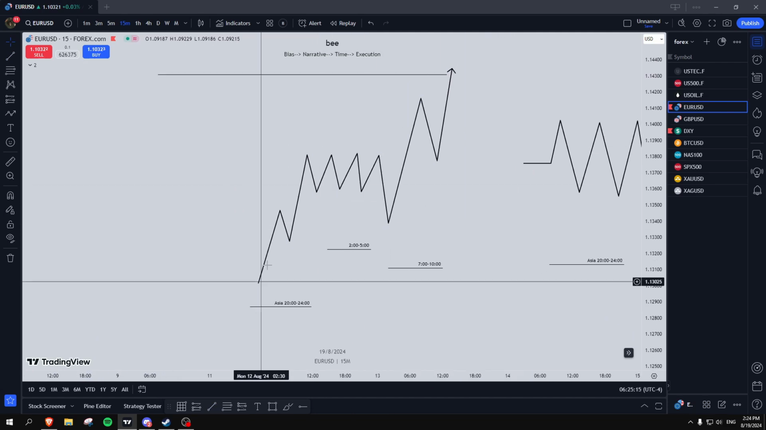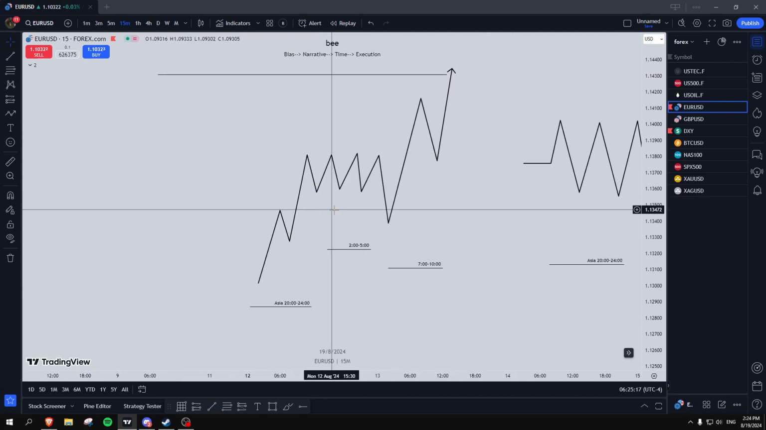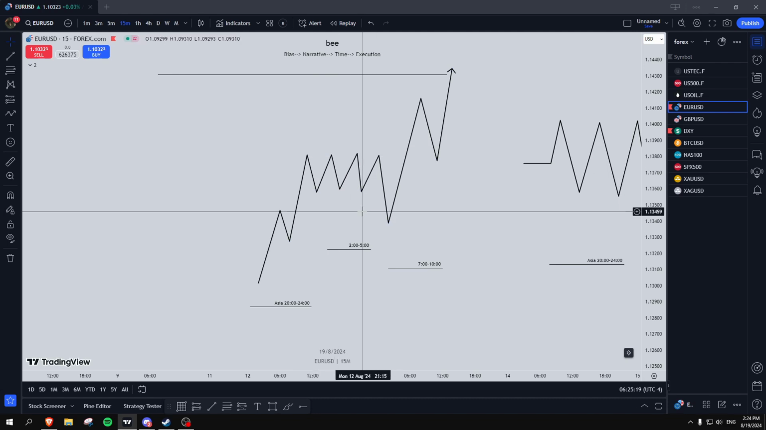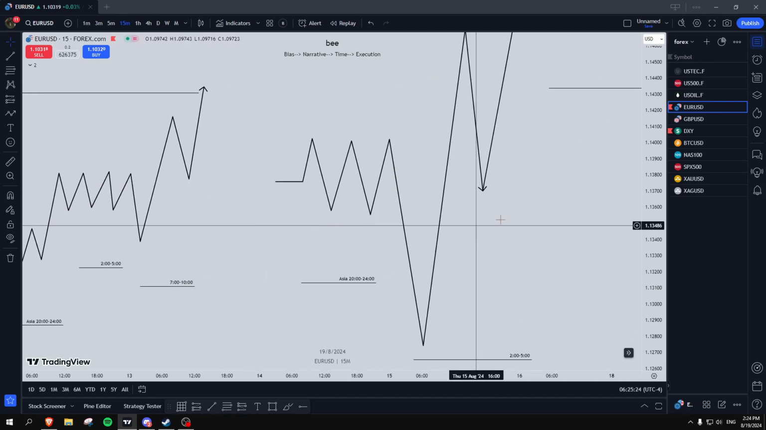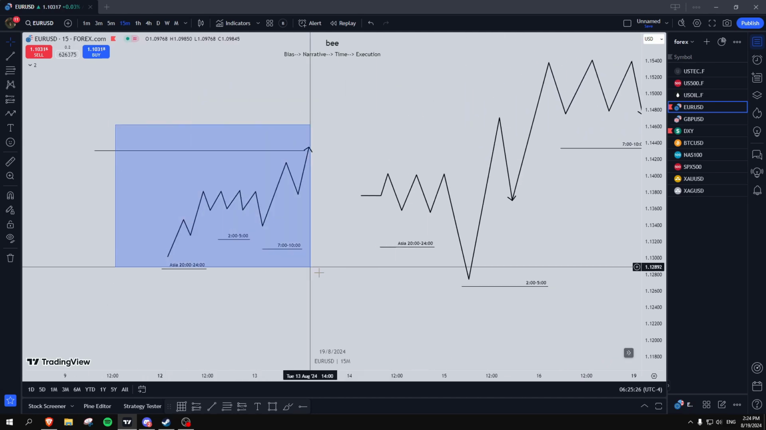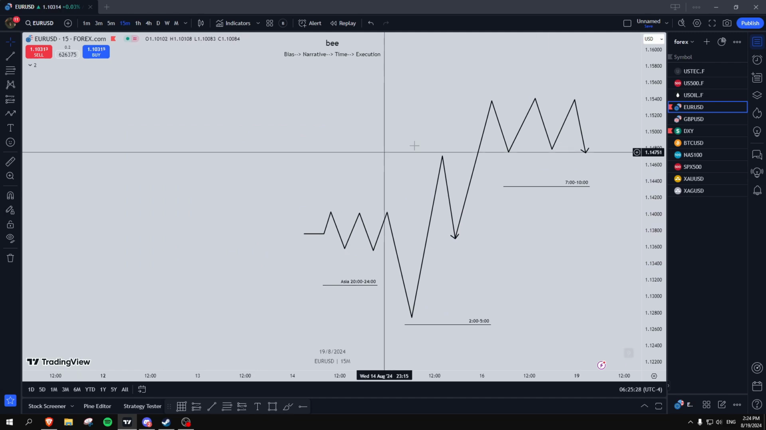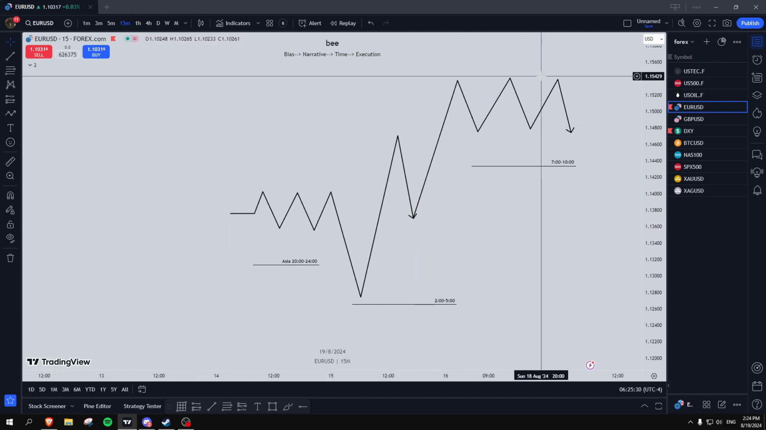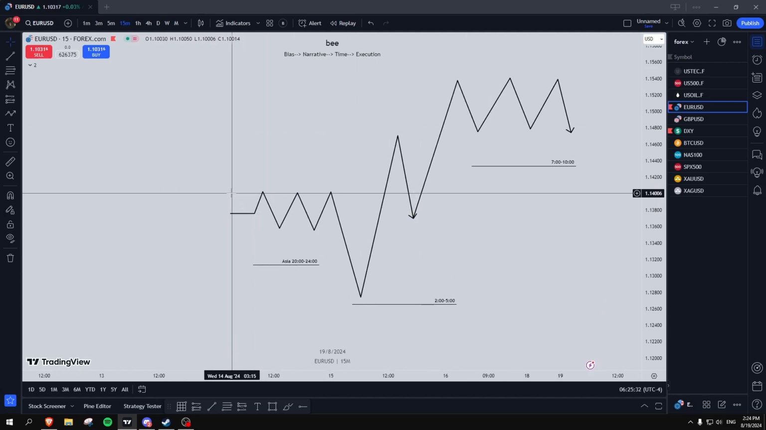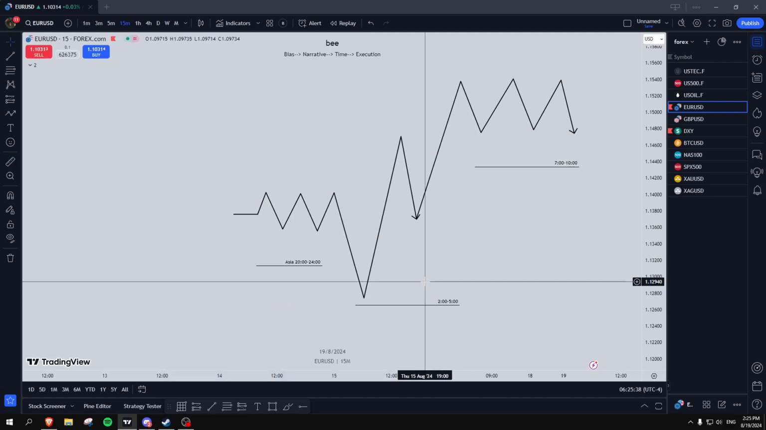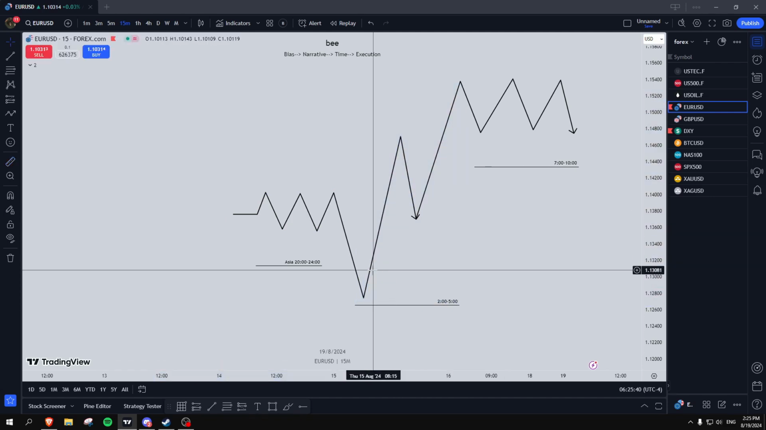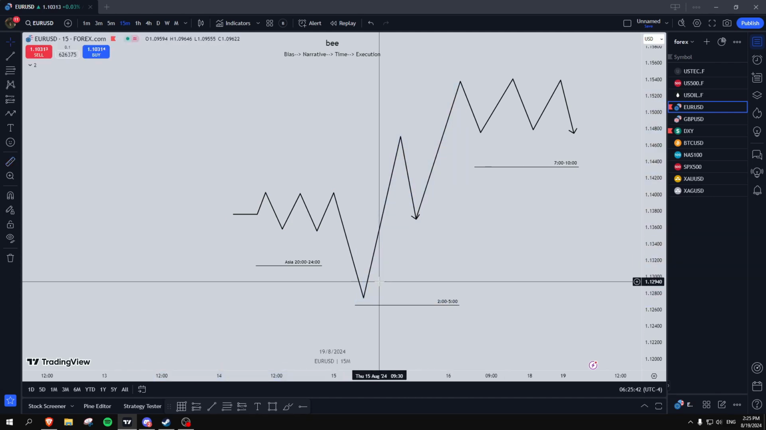So if Asia expands, we shouldn't trade the London session, and our focus should go on the New York session most of the time. And this is an example of a London session expansion. When Asia accumulates around the open, London manipulates the lows, goes into a higher time frame PD array, and distributes as well, with a really big volume and big move.